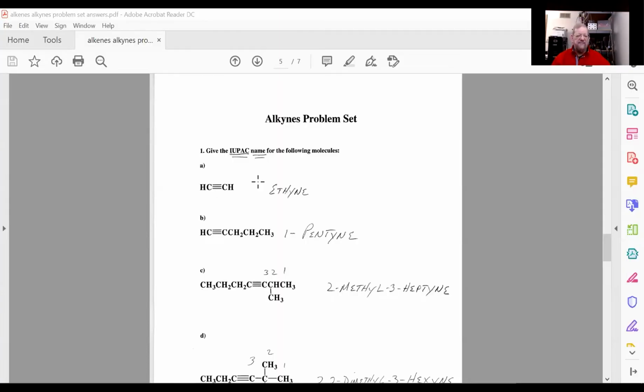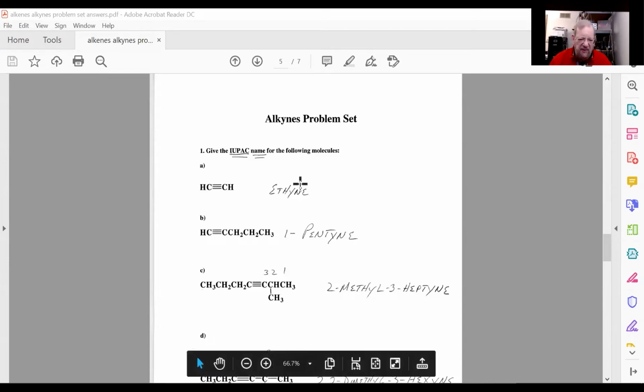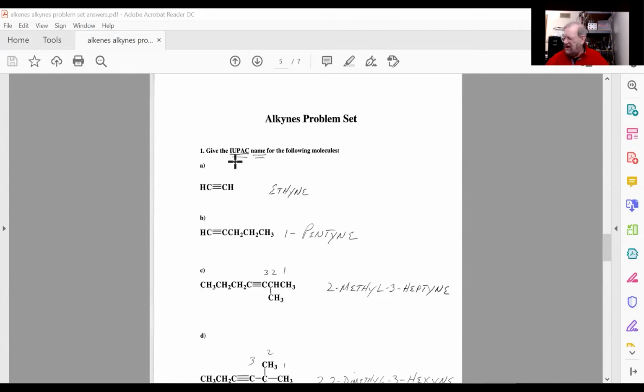All right, let's go back. Let's look at the next set of problems. And here we're talking about alkynes, triple bond. Give the IUPAC name. That means give the official name. I'll never ask you what IUPAC stands for, even though I think it's still cool to say International Union of Pure and Applied Chemistry, but I'll never ask that.